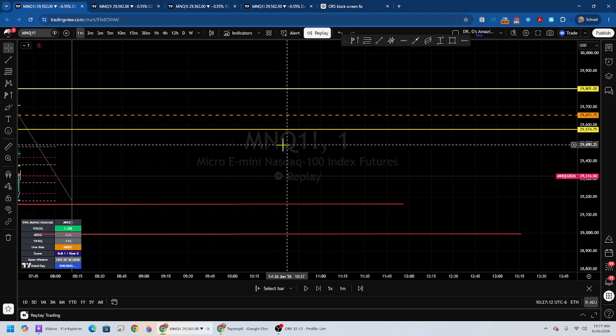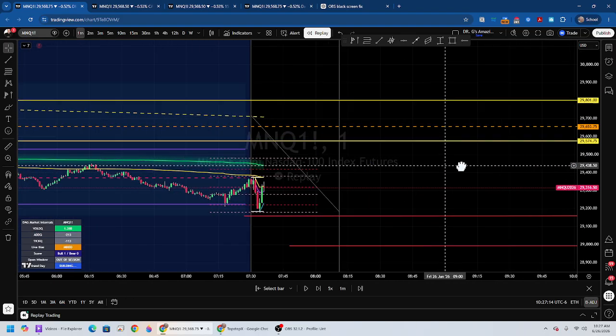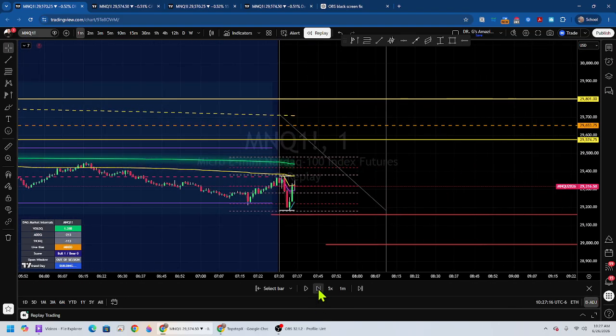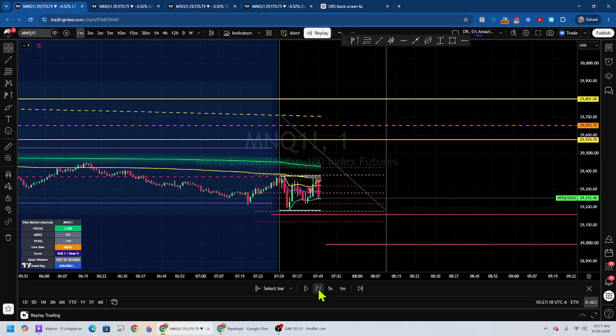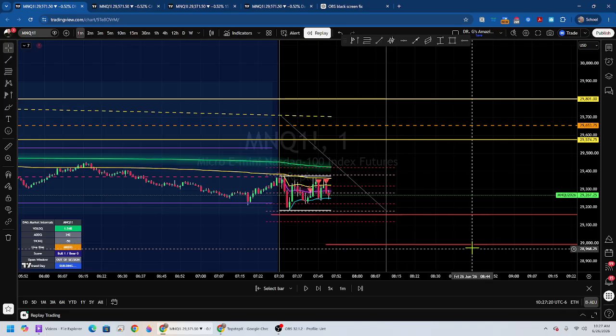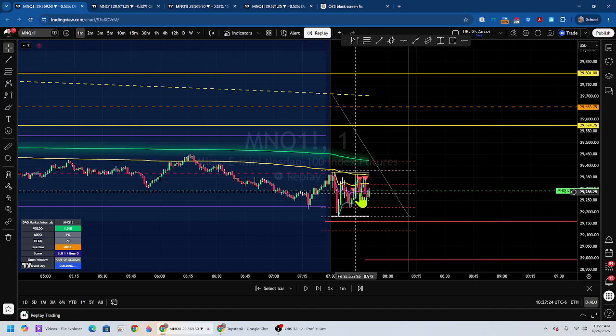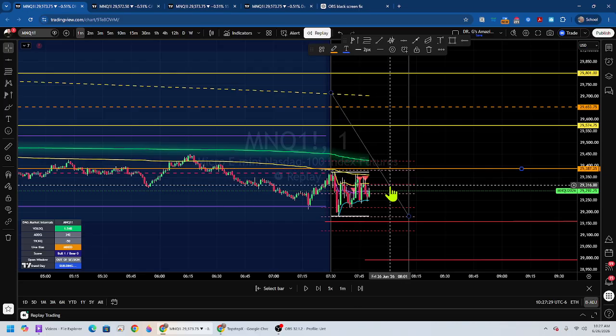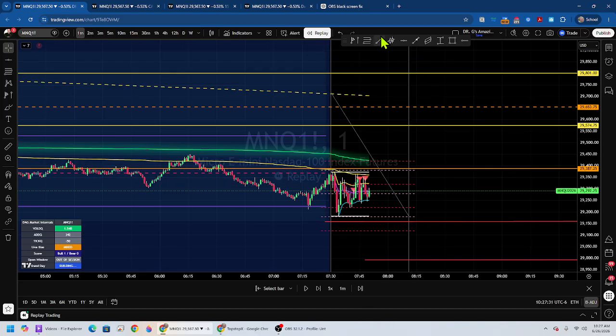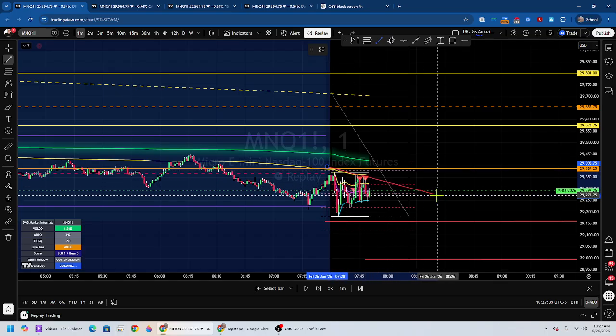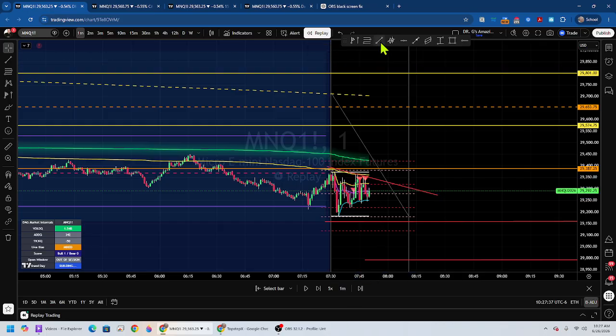Let's get this so we can actually see it. So the first 5 minutes goes, it's a bunch of chop. Now what am I noticing right here? Okay, I am noticing this is coiling. This is kind of creating a wedge pattern like this.